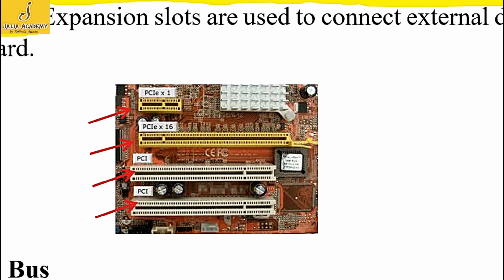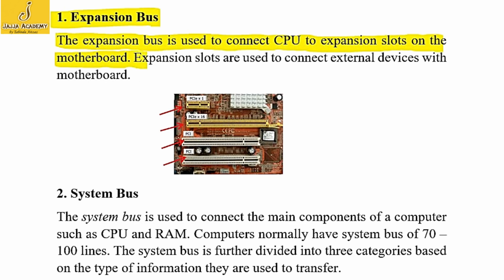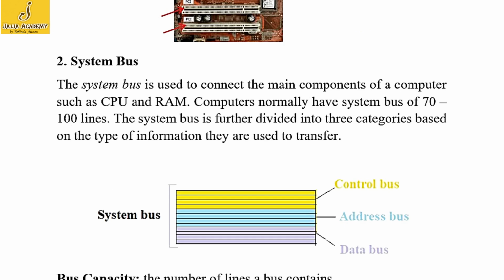For example, we discussed in the computer network lecture that a NIC, network interface card, is placed inside the expansion slots to enable a computer to connect with a network. So the expansion slots are used to connect external devices with the motherboard, and the expansion bus enables those external devices to communicate with the CPU. The second main type of computer bus is the system bus.